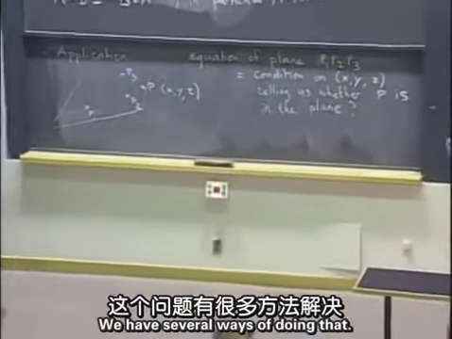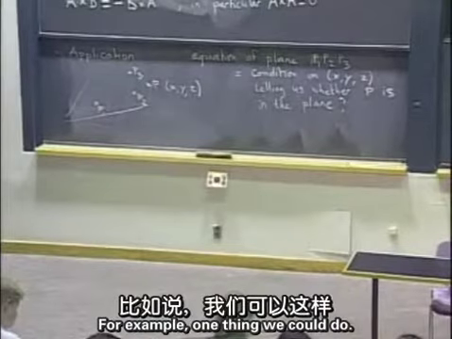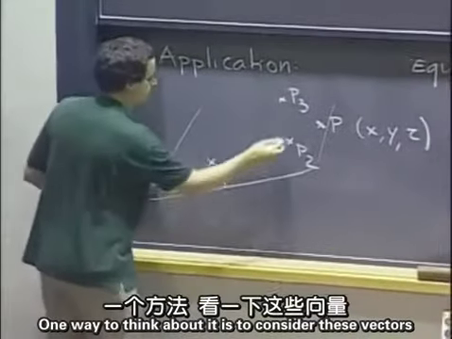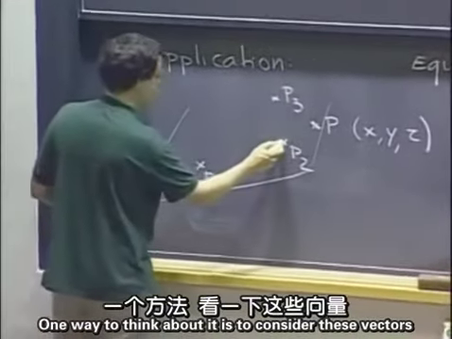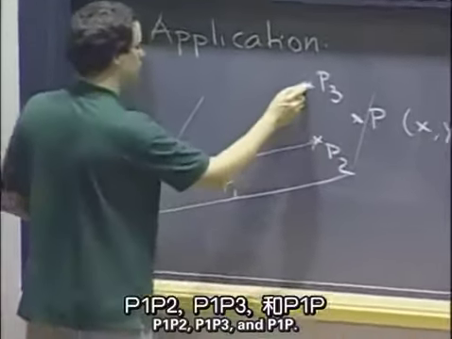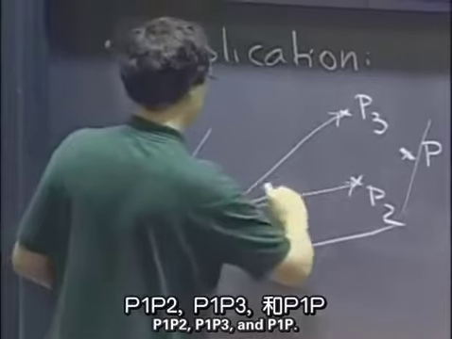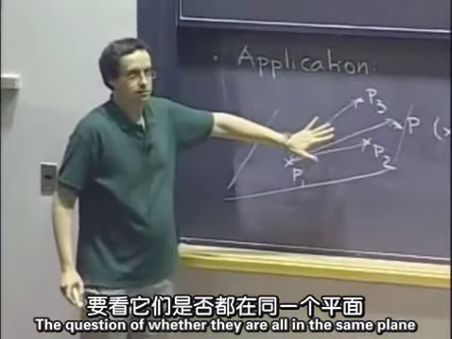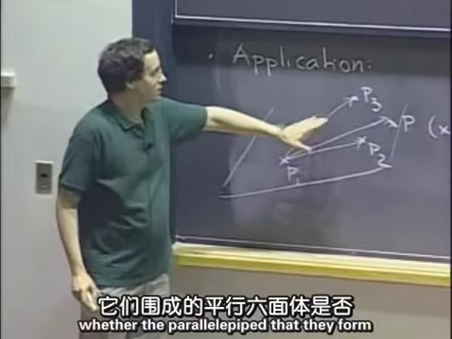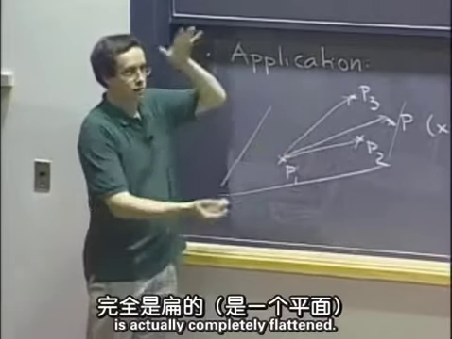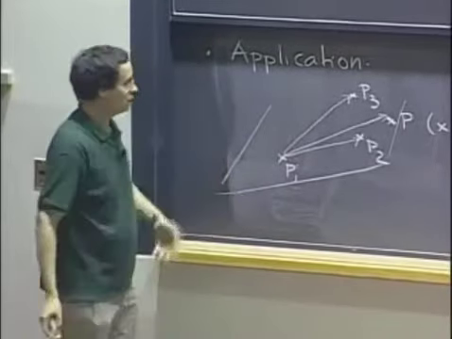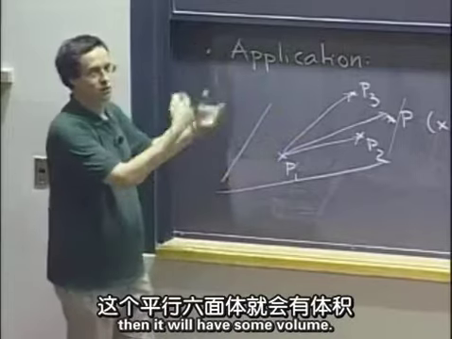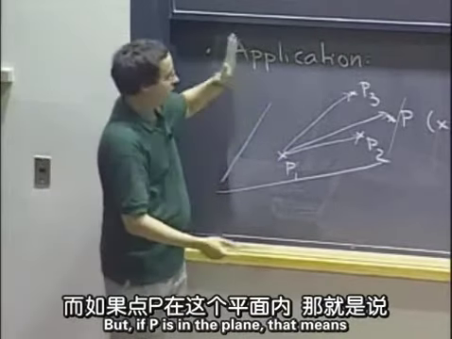Okay, so we have several ways of doing that. For example, one thing we could do, let me just backtrack to determinants that we saw last time. One way to think about it is to consider these vectors P1P2, P1P3, and P1P. So the question of whether they're all in the same plane is the same as asking whether the parallelepiped that they form is completely flattened. If I try to form a parallelepiped with these 3 sides, if P is not in the plane, then it will have some volume. But if P is in the plane, that means it's completely squished.